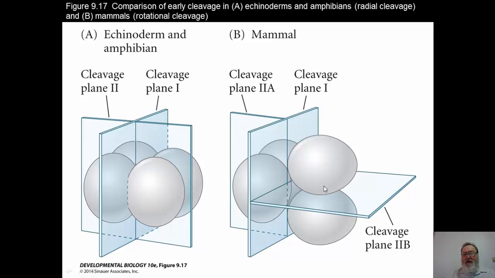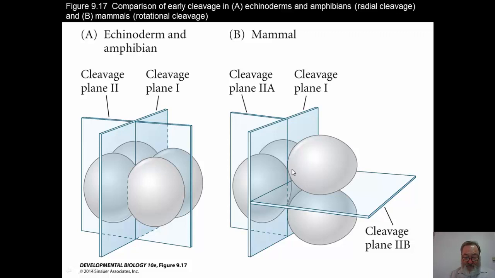However, in the case of the mammal, the first cleavage is usually done in a meridional plane, like this, and then in the second cleavage you will get another meridional division, but then on the other side you will get equatorial. So during the second cleavage, one of the blastomeres will divide meridionally, and the other blastomere will divide equatorially. And so you get what's called rotational cleavage, and that is unique.